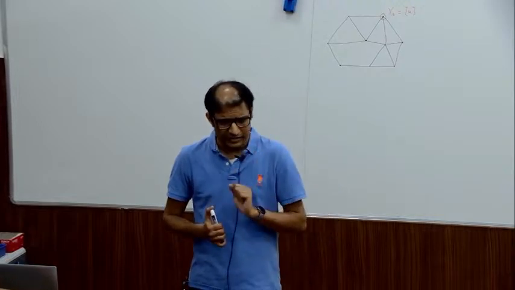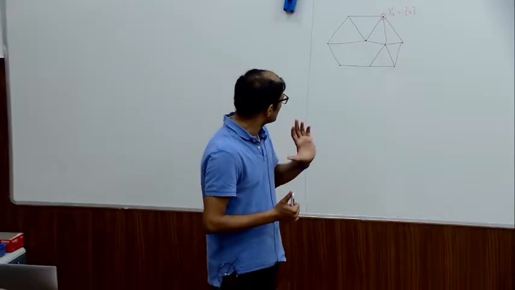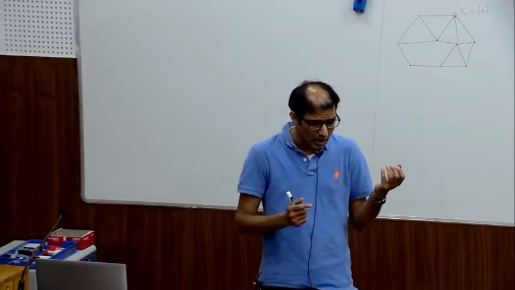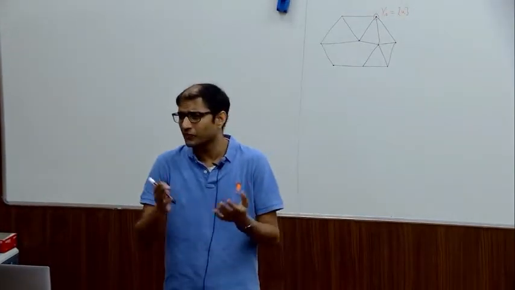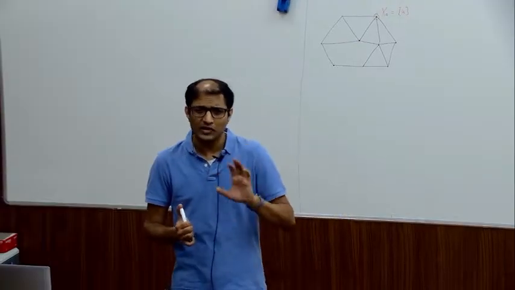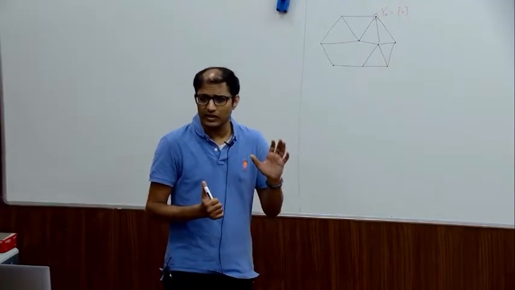But let's start slowly. First off, I want to introduce to you a graph primitive. You know how to explore graphs. You do depth first search, breadth first search. There is another primitive you could use, called random walks. So let's make sure we understand what random walks are.